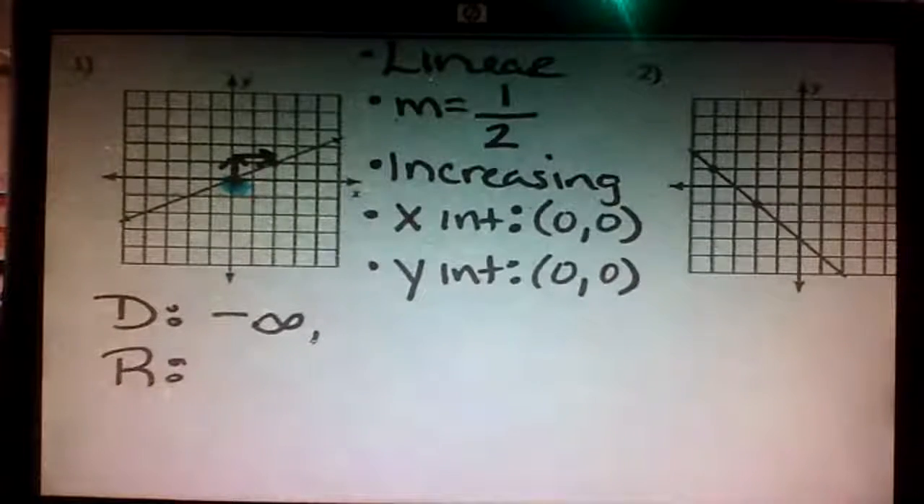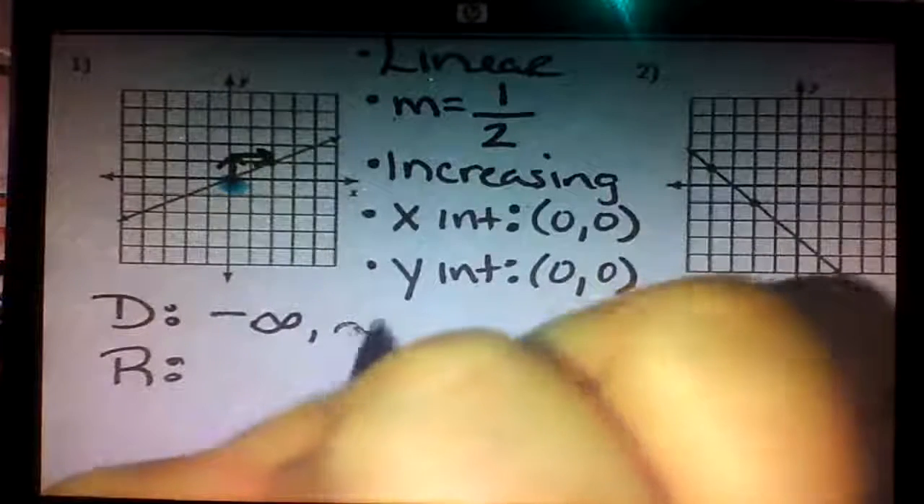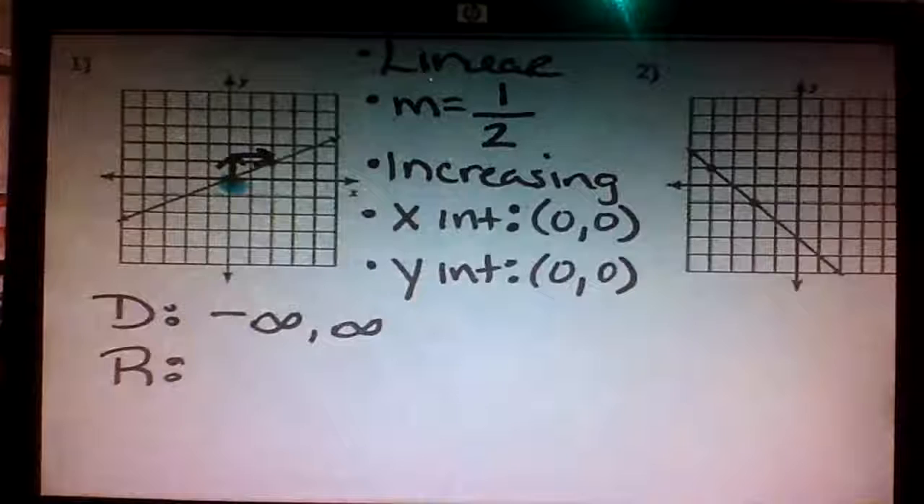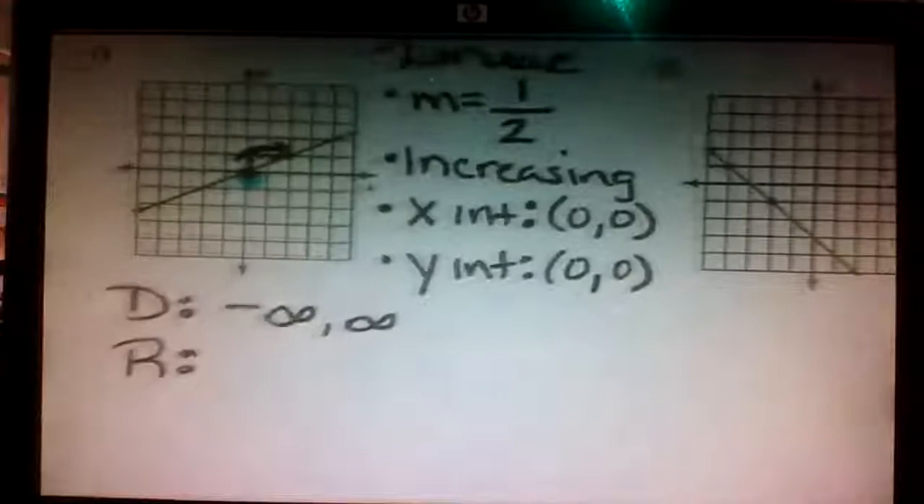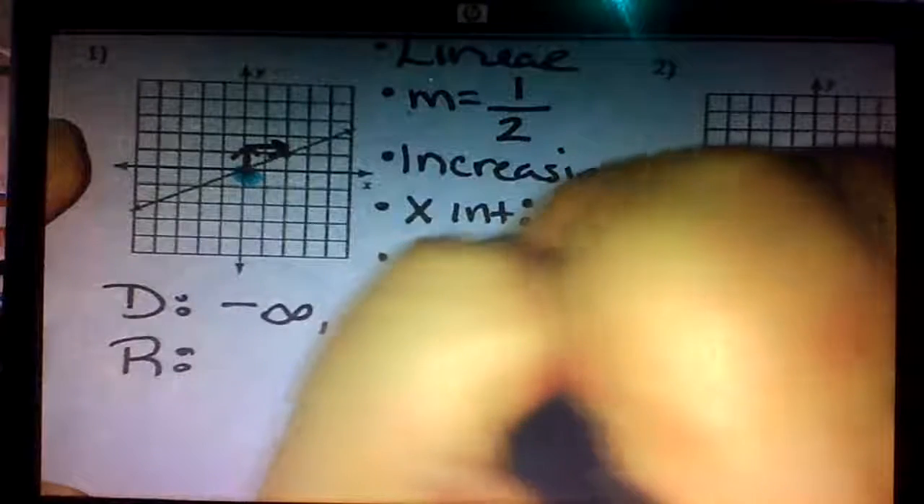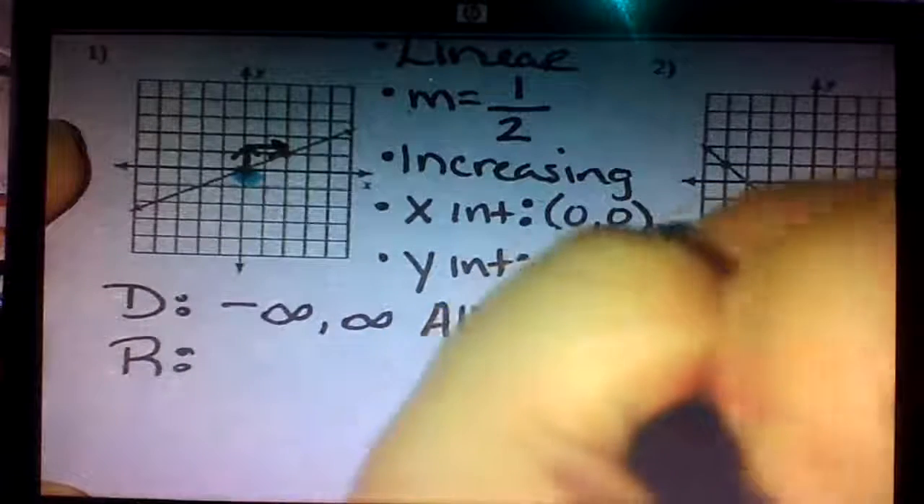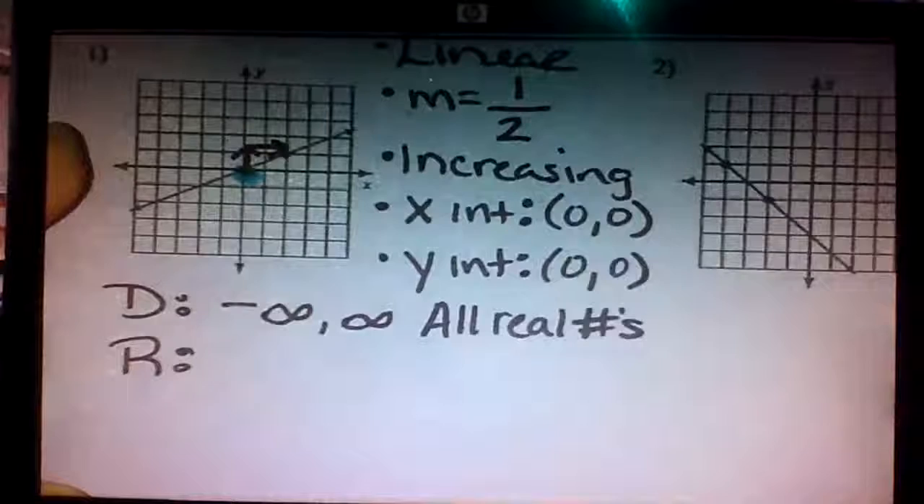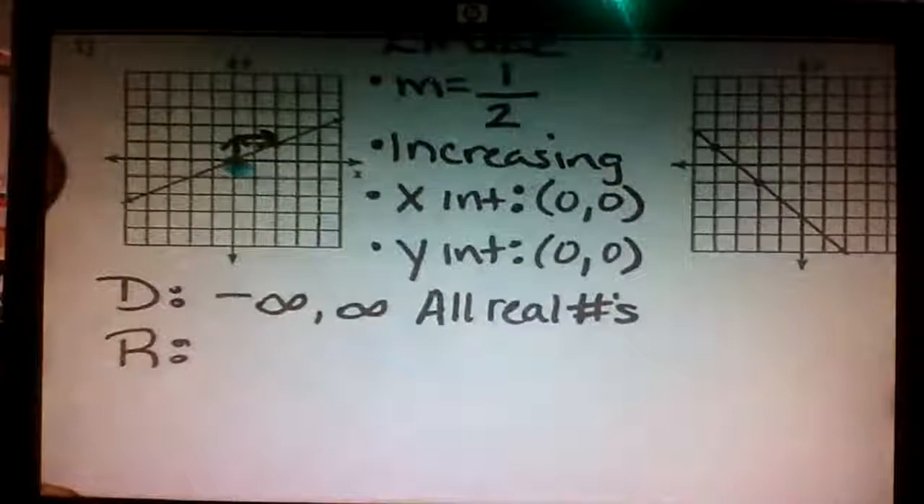Okay. I'm following my line to the right. Am I ever going to stop going to the right? No. And I'm going in the positive direction, so positive infinity. So my domain is negative infinity to positive infinity, or they may write all real numbers. That means the same thing.